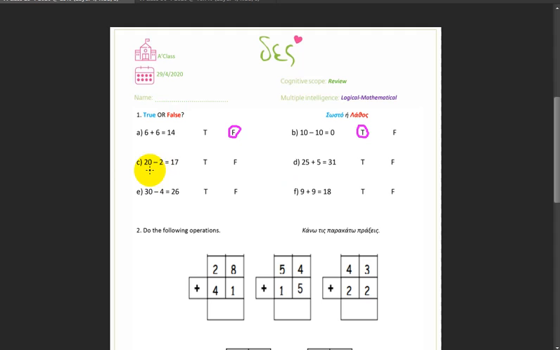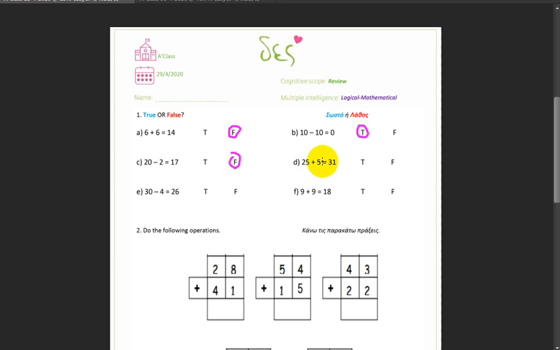Next up, we have 20 minus 2. So here, since we're taking 2 away from 20, that means we need to count 2 back from 20. So that would be 19, 18, not 17, like it is here. So this is false.